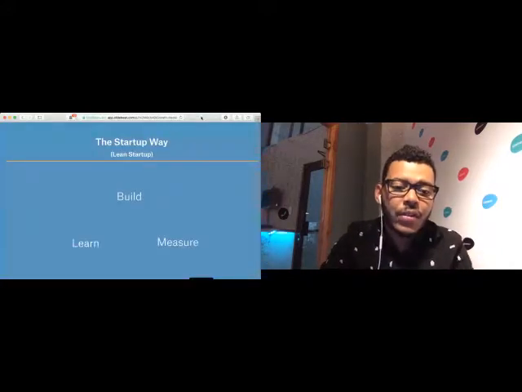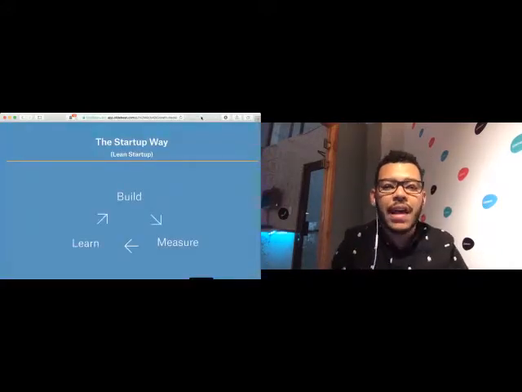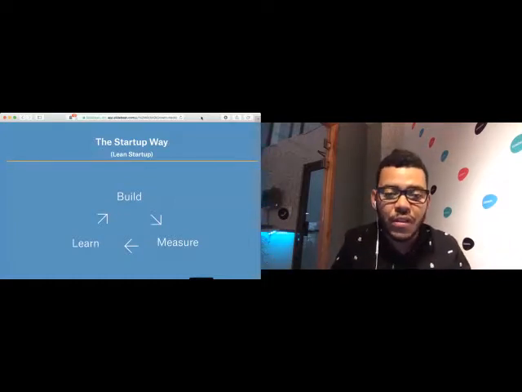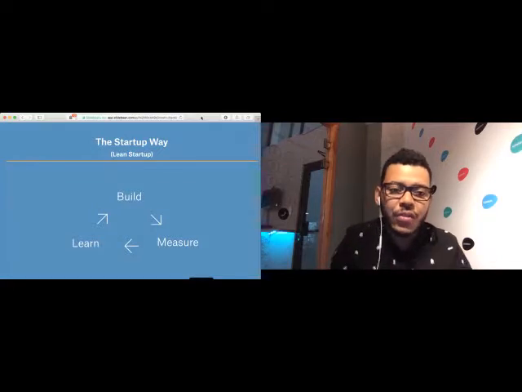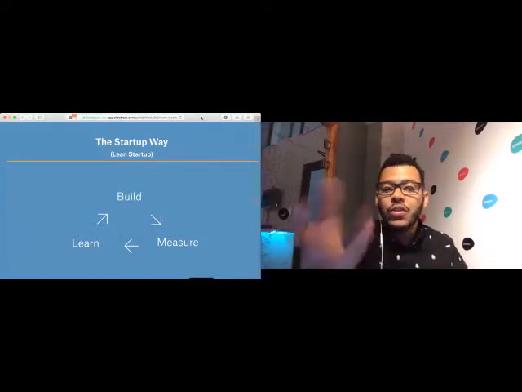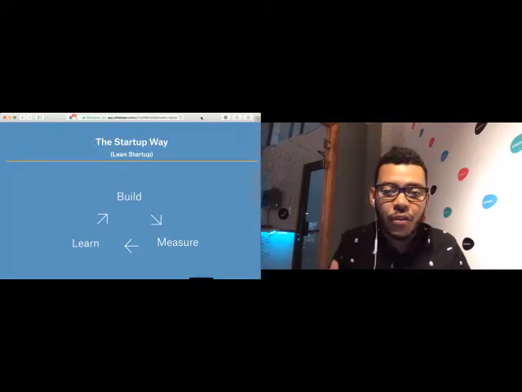All right. So this is the classic startup cycle. If you're familiar with what goes on with startups, there's the lean startup methodology and how you approach product development. You build an MVP, or you build a basic product.